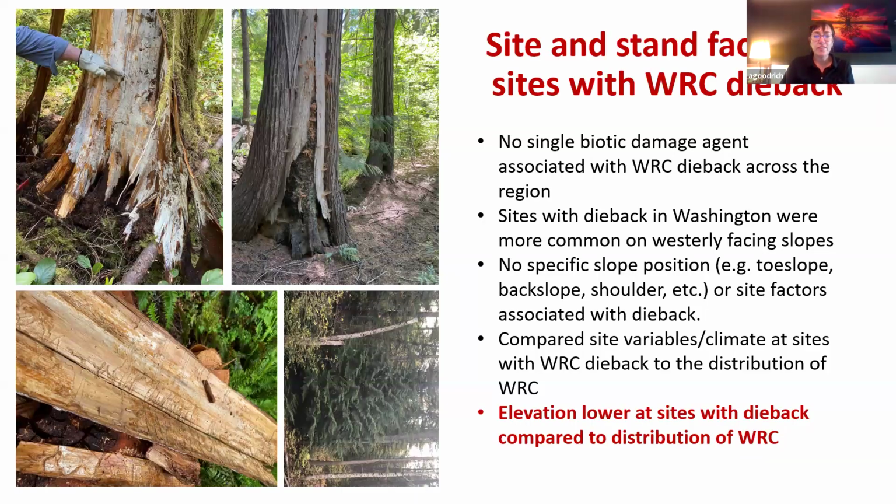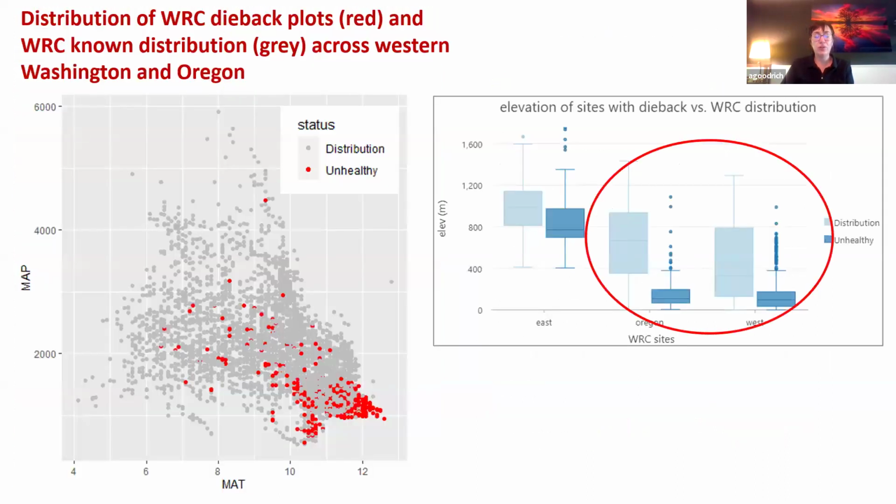So when we put all of those sites together, again, we did not note a single biotic damage agent associated with Western red cedar dieback. And unfortunately, we weren't able to really pull out a specific site factor or slope position associated with dieback. What we did note was that when we looked at the sites with dieback and compared those to the elevational distribution of Western red cedar, the elevation was significantly lower at the sites with dieback compared to the distribution of western red cedar. And that's what you're seeing here in the graph on the right.